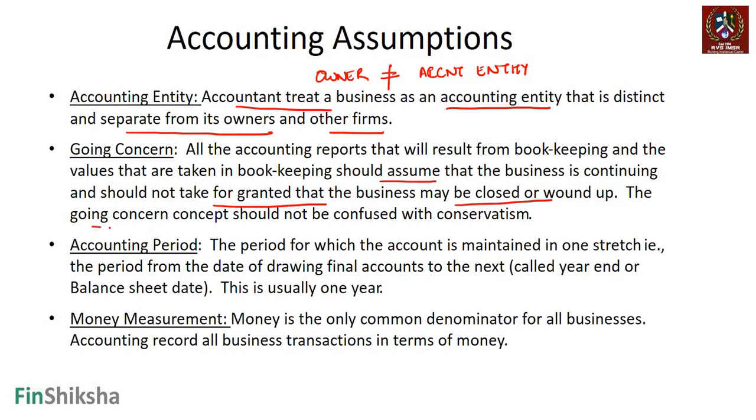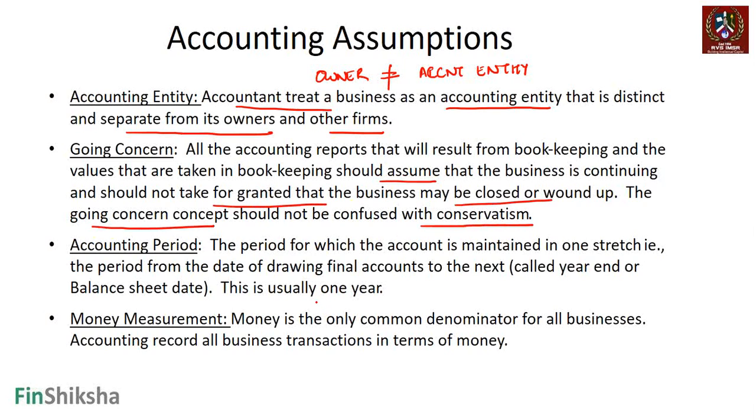The going concern principle, however, should not be confused with conservatism. In general, if the company is doing fine, you would expect it to go till infinity. But if you believe that the company may have reasonable assumptions of closing down, then you have to apply the conservative principle there, right?